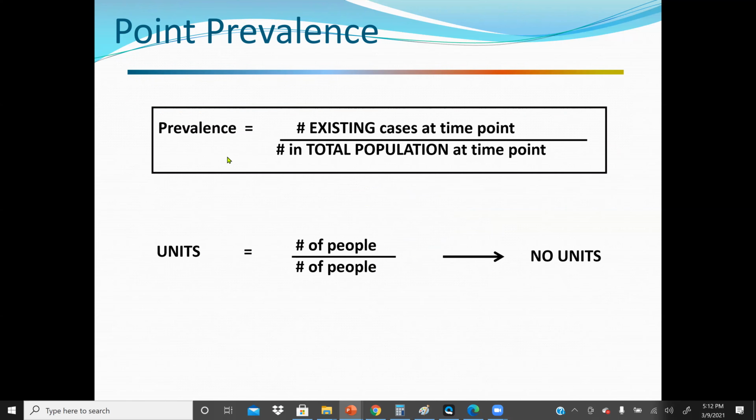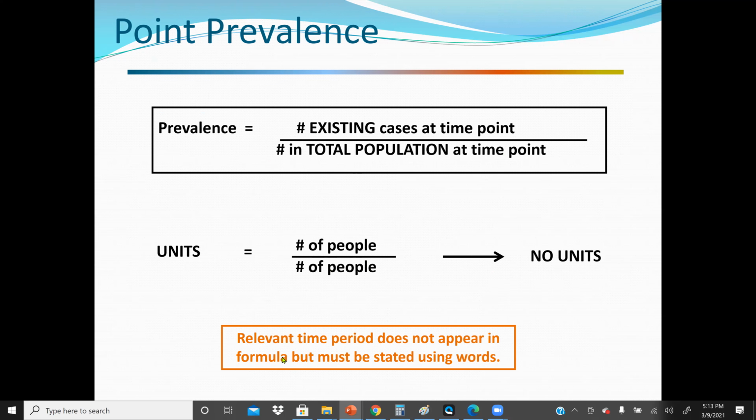So prevalence is normally calculated as the existing cases at a time point divided by the total population at that time point. So the unit will be the number of people divided by the number of people. So there's no unit. The relevant time period does not appear in the formula, but must be stated using words, if we have any time period.